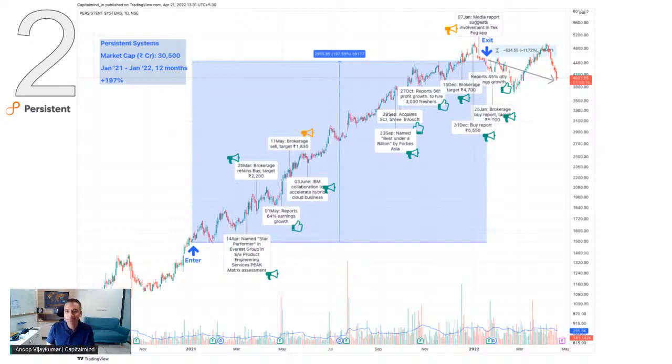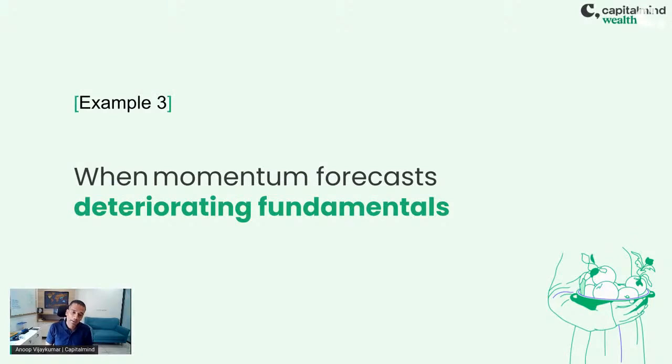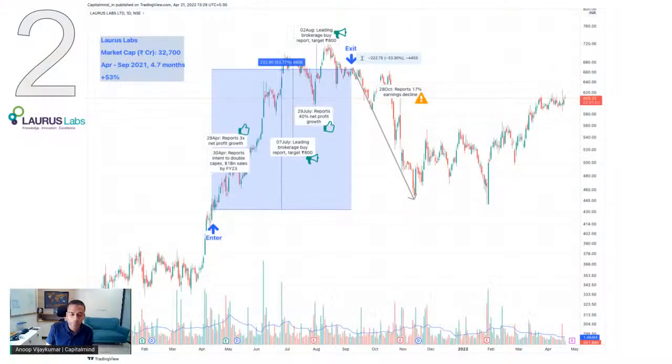So, point being, if you had kept holding onto the stock from January till May, we would really have nothing much to show for having held that stock. This one's an important one, where momentum can sometimes forecast deteriorating fundamentals too. And I've seen this a few too many times to not take this seriously.